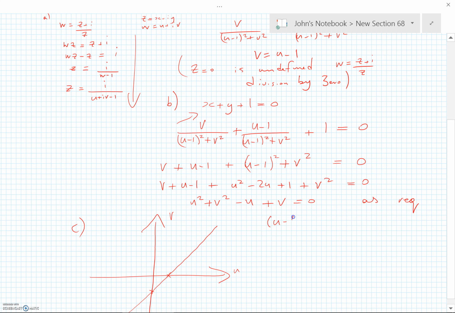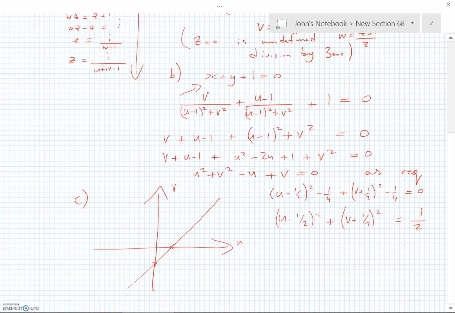That's (u minus a half) squared minus a quarter, plus (v plus a half) squared minus a quarter, equals 0. So (u minus a half) squared plus (v plus a half) squared is equal to a half. So we've got a centre at a half, minus a half. That's going to be around about here.